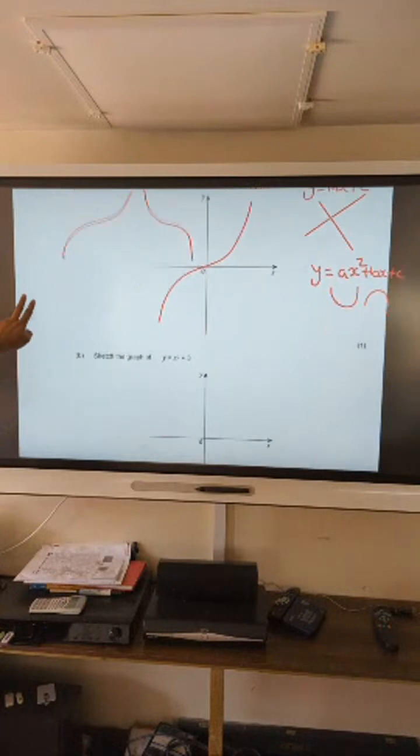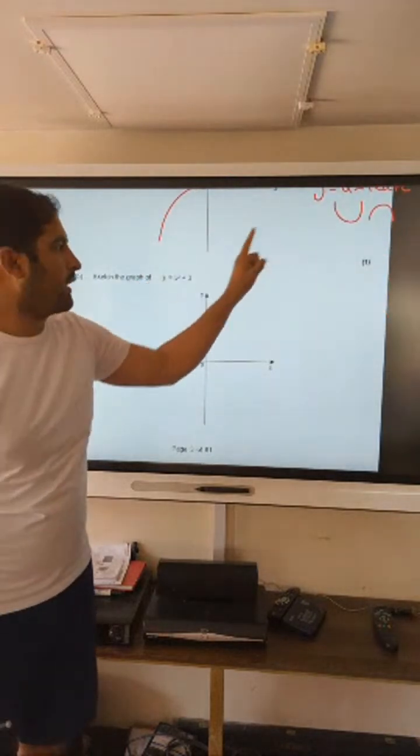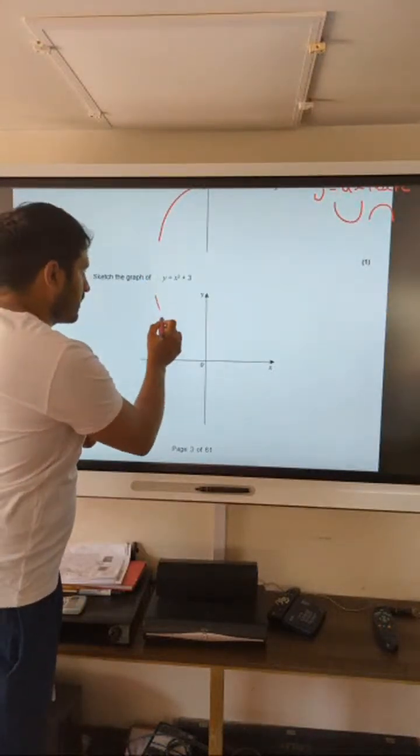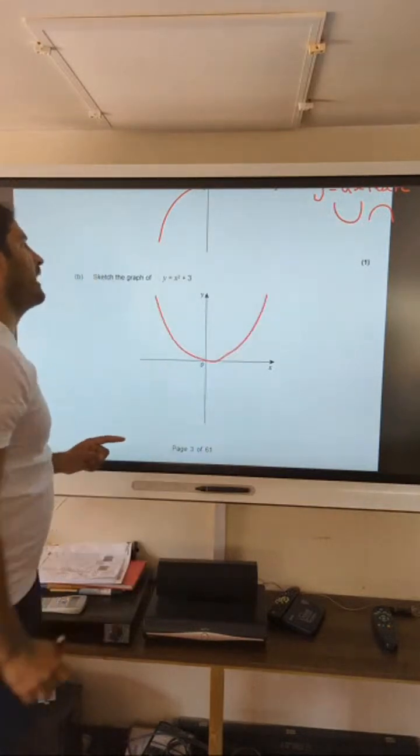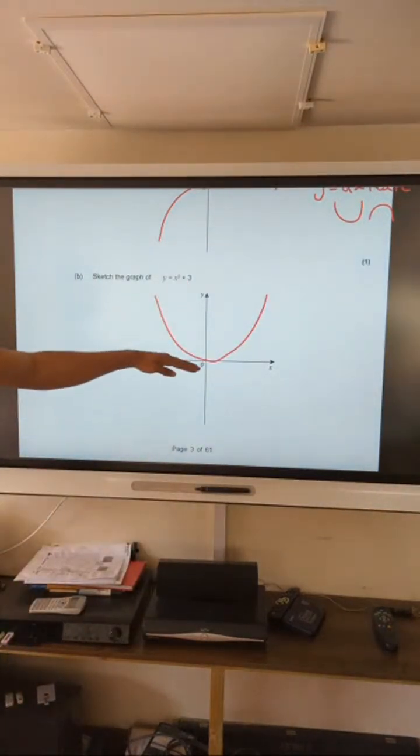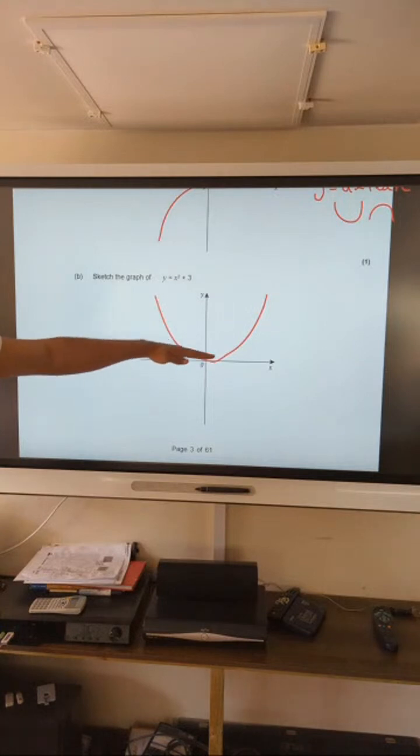Sketch the graph of x squared plus 3. So like we said, x squared would be going through the origin, that's the y equal to x squared graph. Then you add 3 to every single value, so you're just pushing that 3 places up.